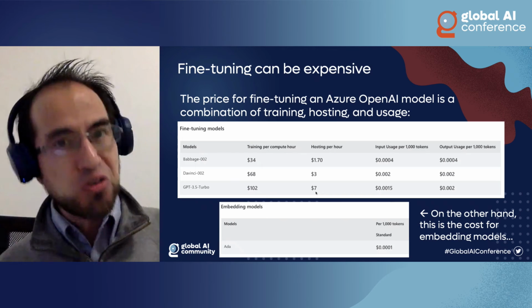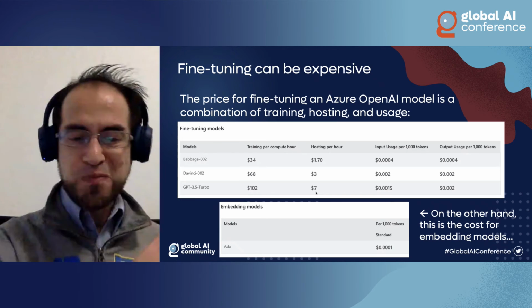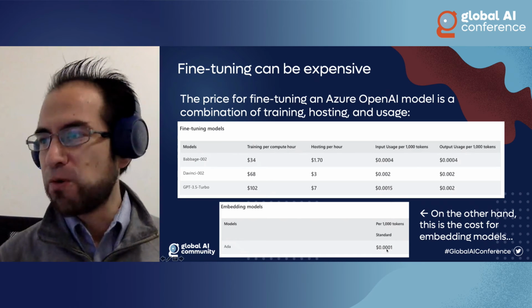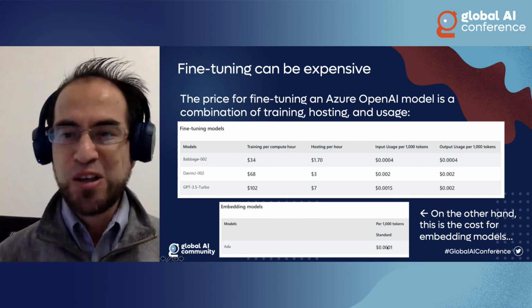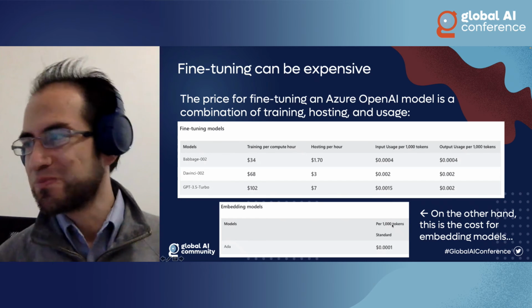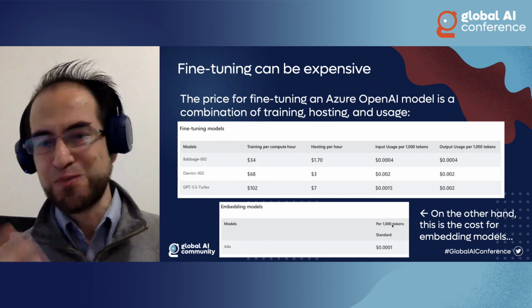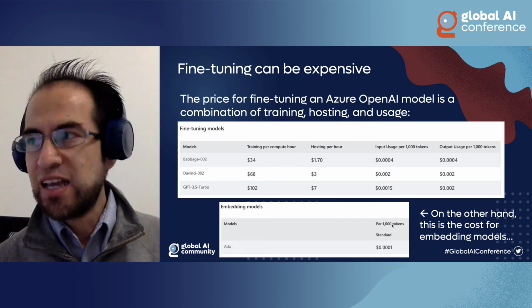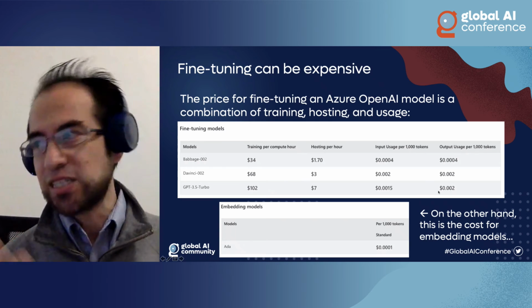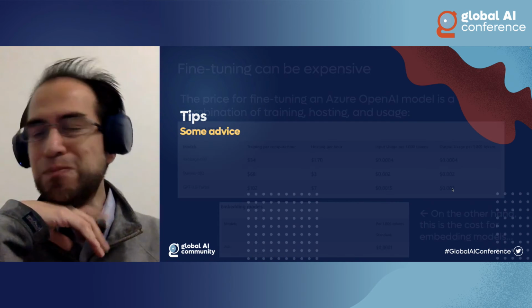So do you really need it, or can you use embeddings instead? Here you can see the cost for embeddings: not even 1 cent for every 1,000 tokens. So you can see that the cost is quite diverse. Fine-tuning also involves training on large data sets to improve the accuracy. So this is the reason.